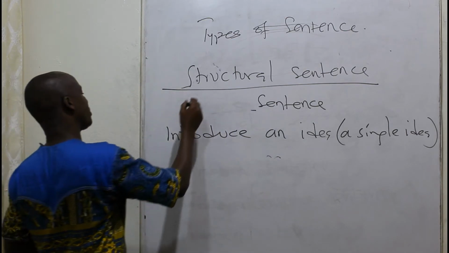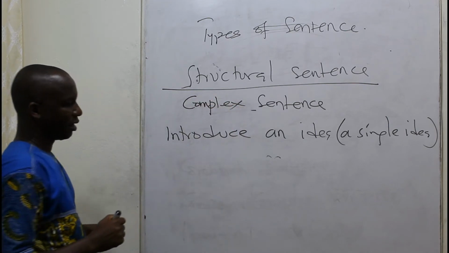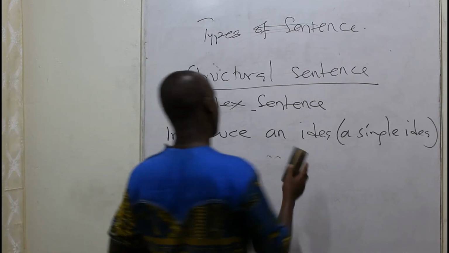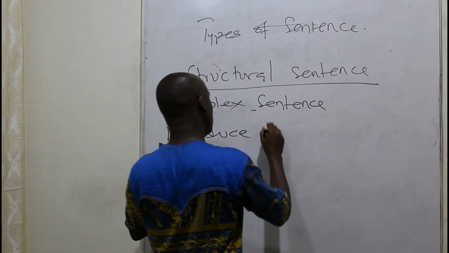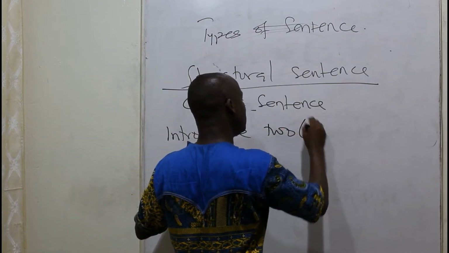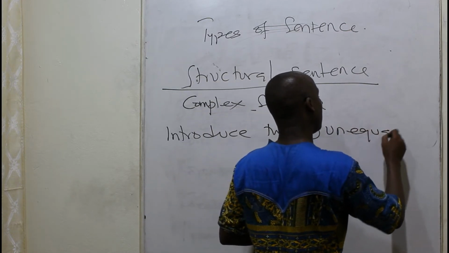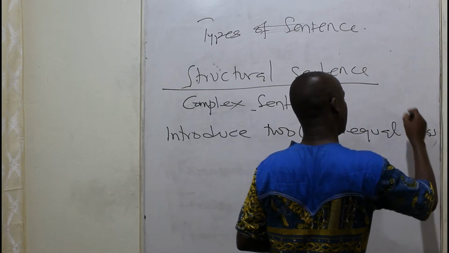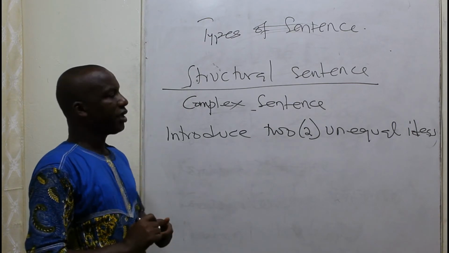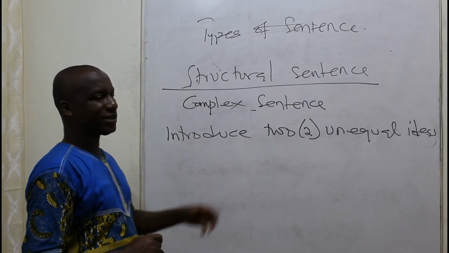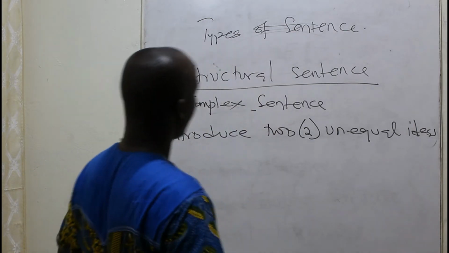Now, the next one that we'll be looking at is the complex sentence. And the complex sentence here introduces two unequal ideas. Why do we say they are unequal ideas? Because one part of the sentence has to rely on the other in order to make complete sense. Example.